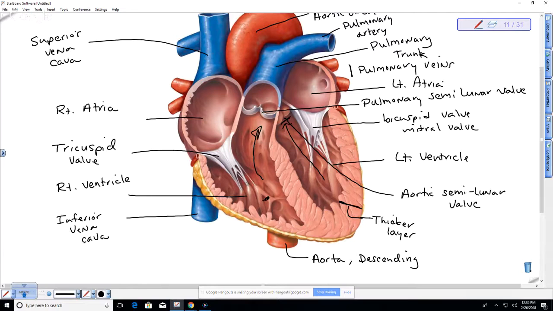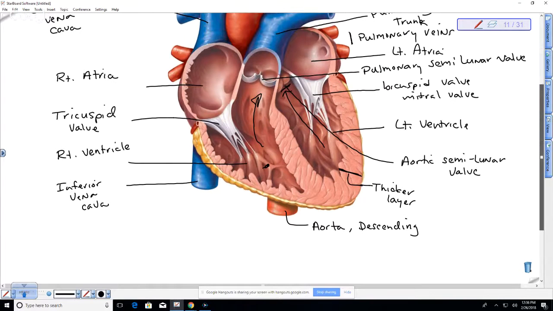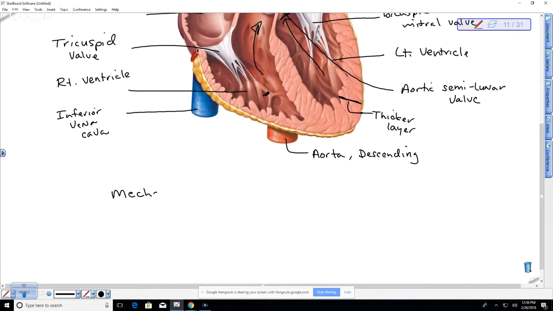So the thing about these valves that is interesting is that they are what we call mechanical valves. So they're not like electrical valves. Electrical valves would be like I send an electrical signal out and the valve opens or closes. A mechanical valve means that it is actually the pressure of the blood that opens and closes the valves.